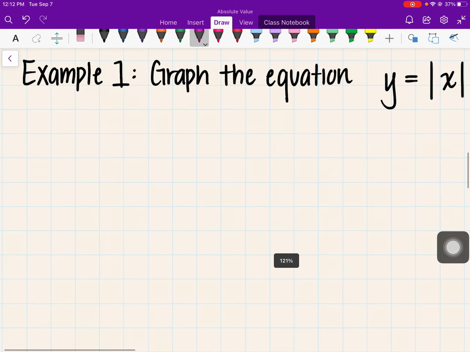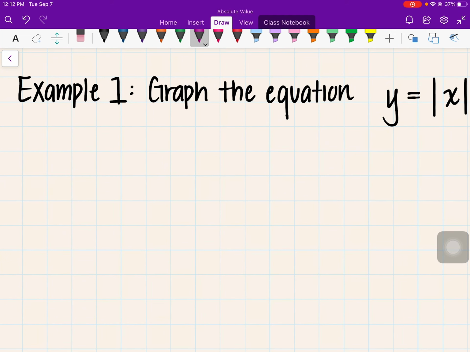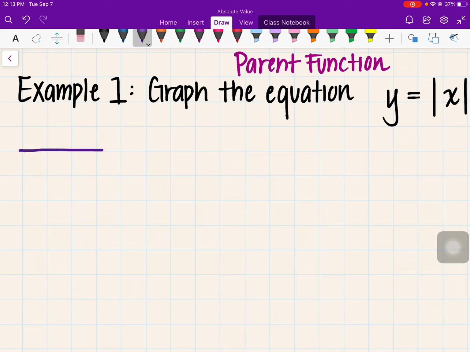So let's move on to our graph here, and I want to graph this equation. One thing, guys, this equation is actually known as a parent function. However this equation comes out, that's how the graph of all of them is going to look. So I will be starting off by creating a table.